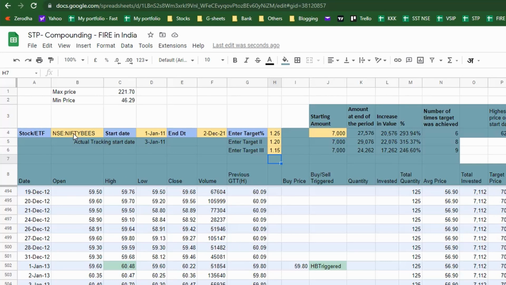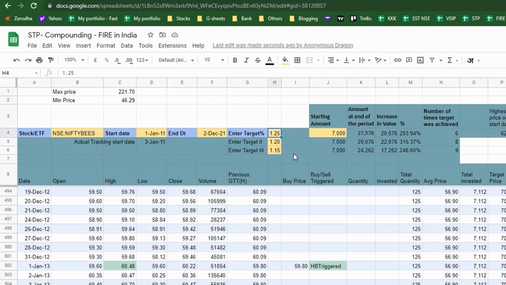The yellow cells is where you feed your data. So this is where you put the stock code or ETF code. Here you can put the start date from where you want to start tracking it, and the end date till where you want to track it. So you can choose any specific period. Right now it's pulling today's date because the TODAY formula is used. But if you want to manually change it to any other date, you can do that as well.